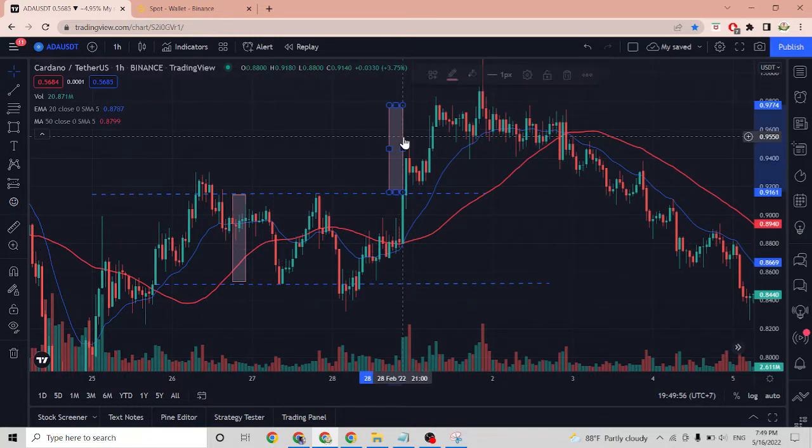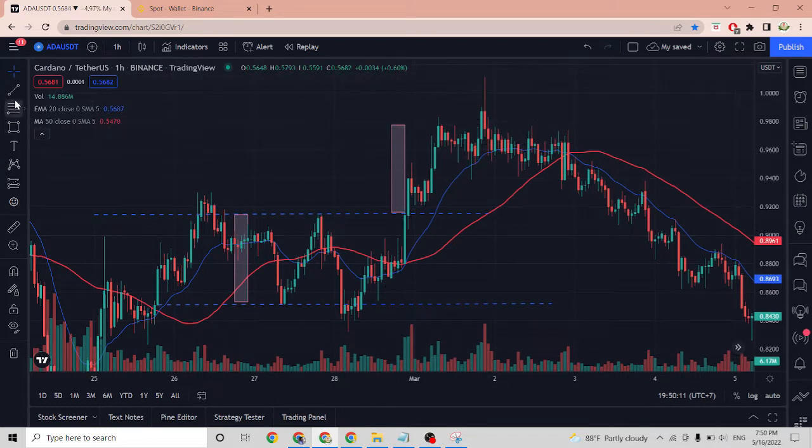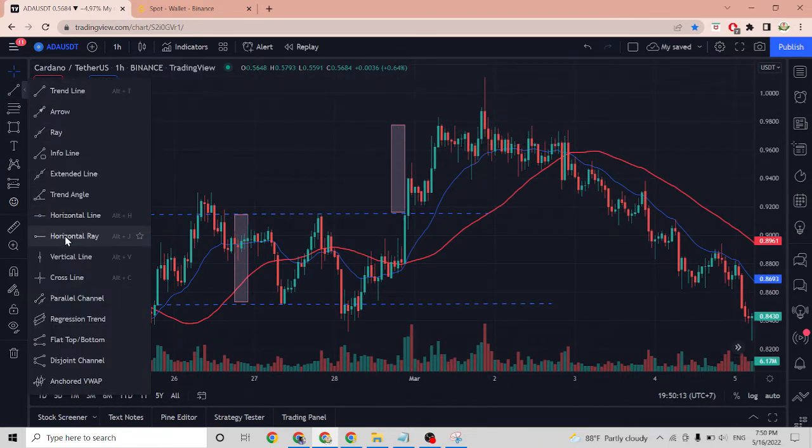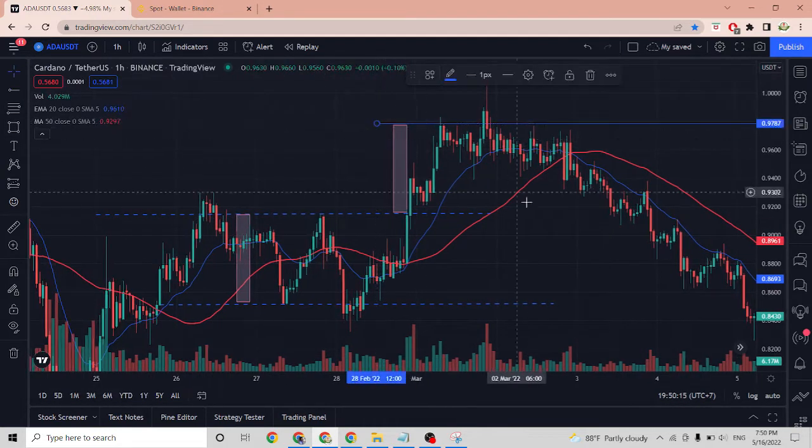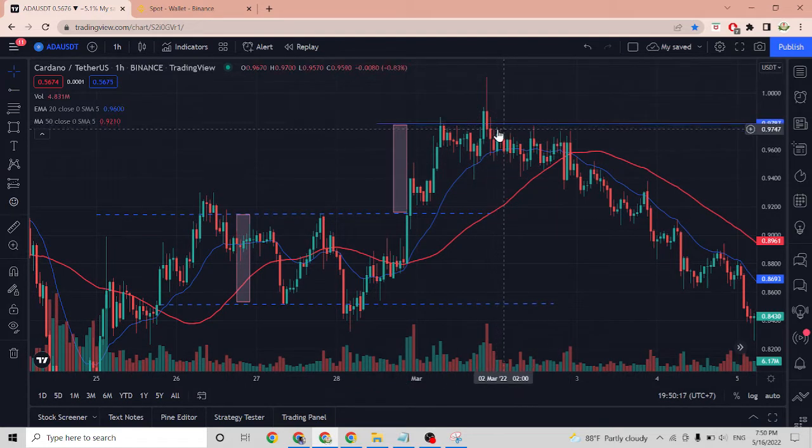So where is this rectangle taken from? This rectangle is taken from here, from support to resistance. So you copy this one and paste it here, and you know that it will go into this place. Yes, it goes into this place.